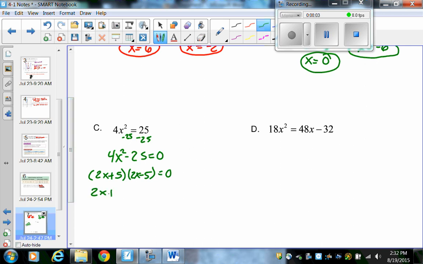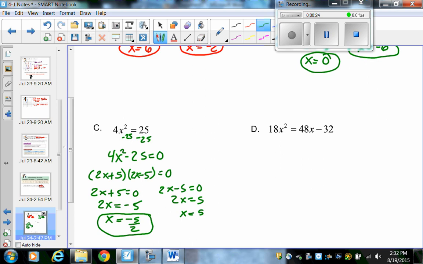So 2x plus 5 equals 0, or 2x minus 5 equals 0. Subtract the 5 over here, and that gives me 2x equals negative 5. So x equals negative 5 halves. And this one gives me 2x equals 5. So x equals 5 halves.